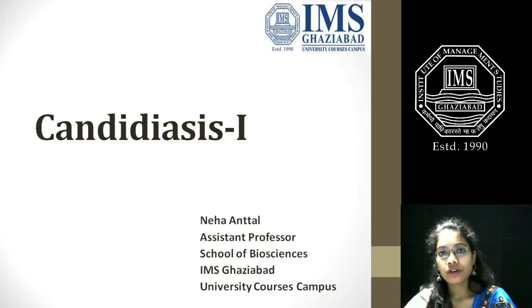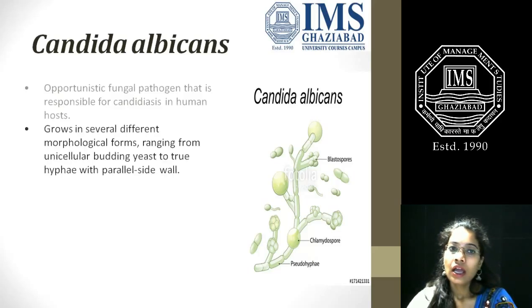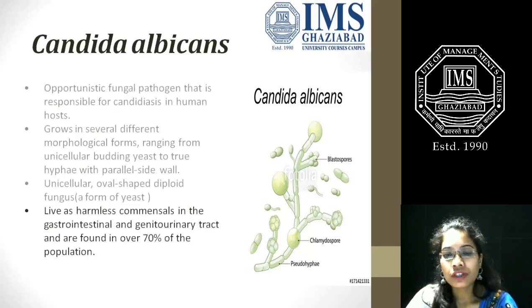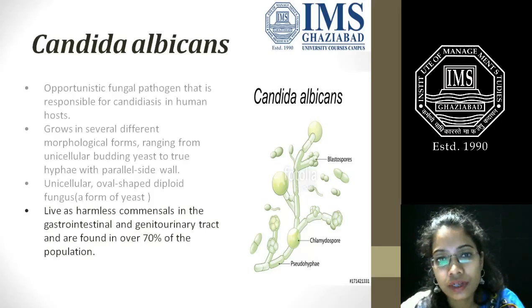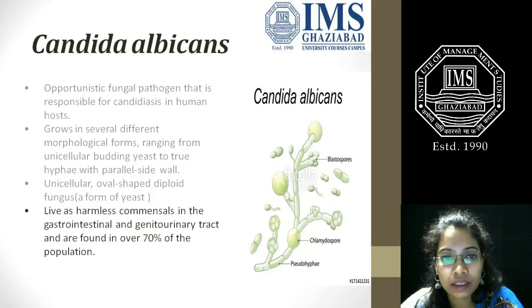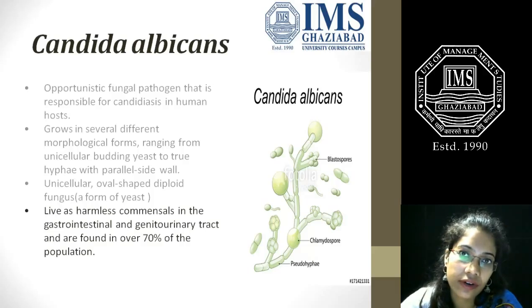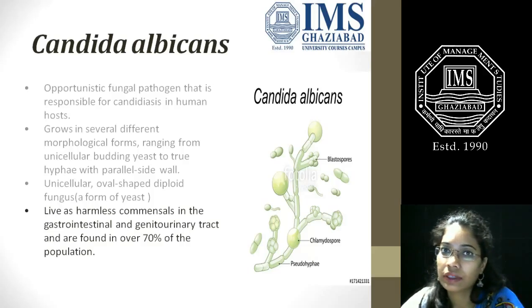If we see the structure of Candida, it consists of blastospores, hyphae which are pseudo in nature, and chlamydospores. It grows in several different morphological forms, ranging from unicellular budding yeast to true hyphae with parallel side walls. It's a unicellular, oval-shaped diploid fungus. It's a form of a yeast. It lives as a harmless commensal in the GIT, gastrointestinal tract, and genitourinary tract, and is found in over 70% of the population.